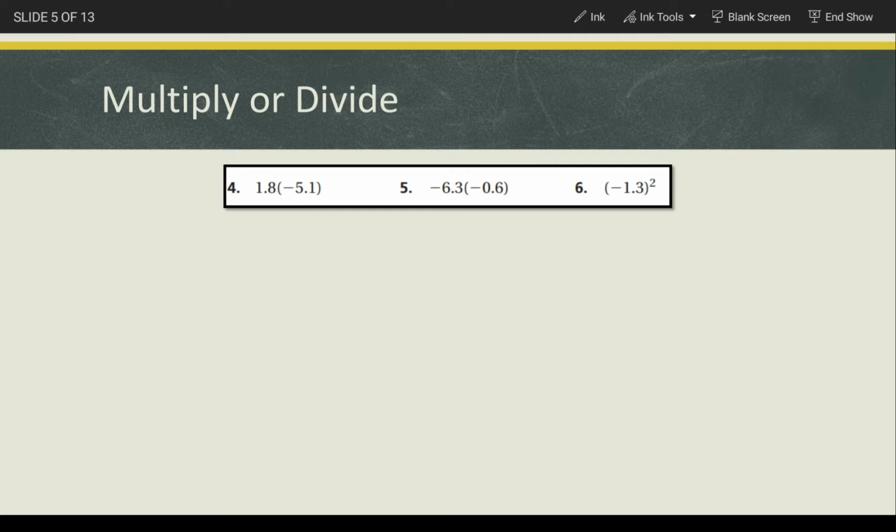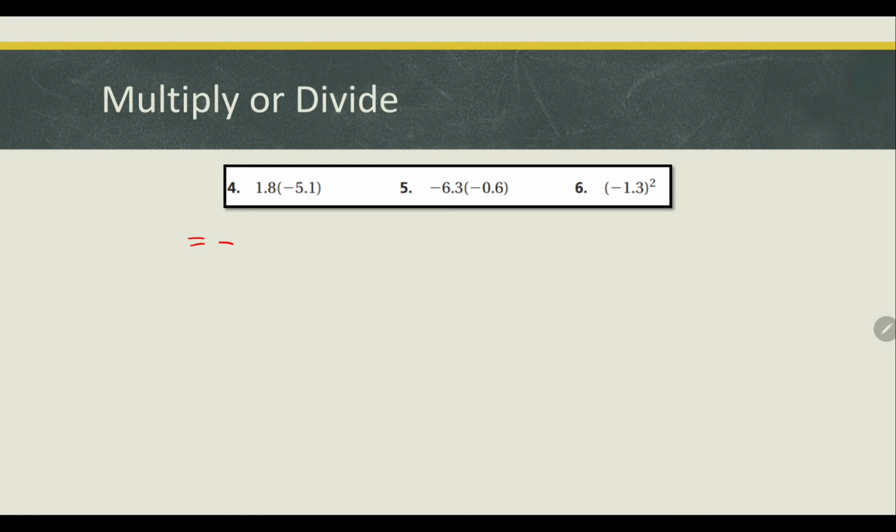Now in this one, all you have to do is simple multiplication. You multiply and then write down the answer. In the first one, we take 1.8 and multiply with negative 5.1. We know that the answer will be negative. Let's multiply, and our answer should be negative 9.18.